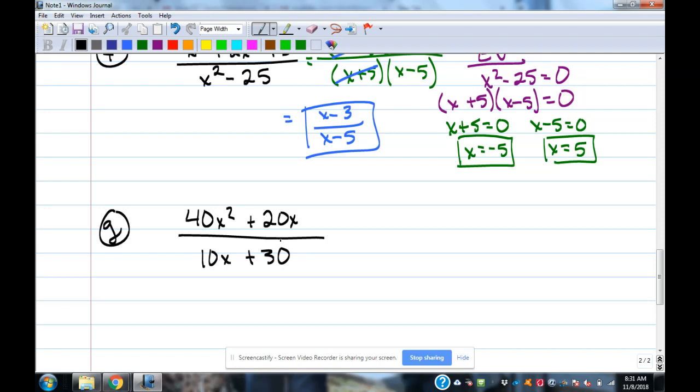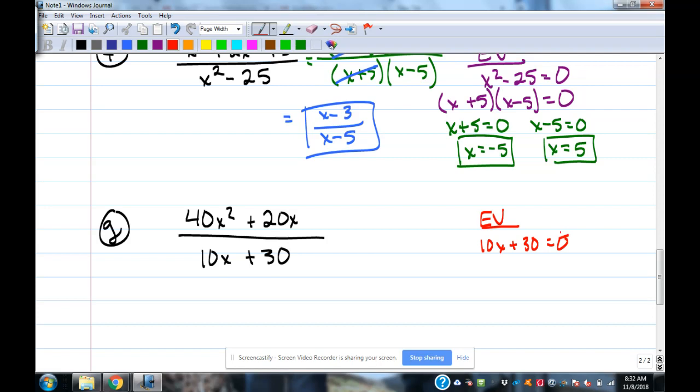Seems like an easier problem, but over the last 11 years, I see this kind missed more than the others. What do we do first? Excluded values. Okay, so we're taking 10x plus 30 equals 0.